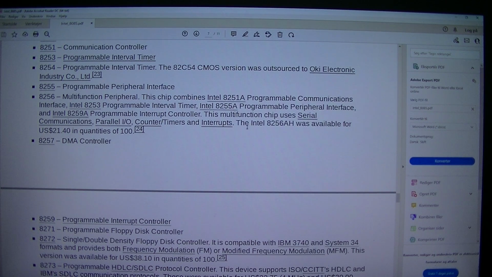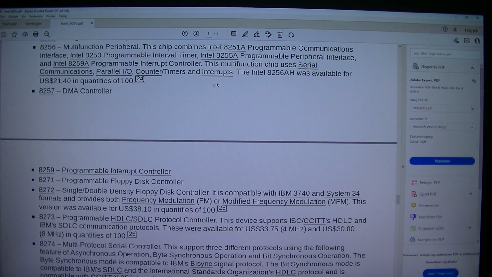This multifunction chip uses serial communications, parallel I/O, counter/timers and interrupts. The Intel 8256R was available for $21.40 in quantities of 100.